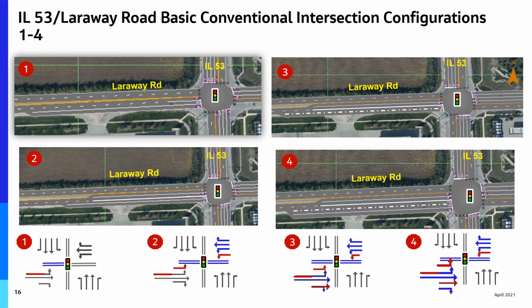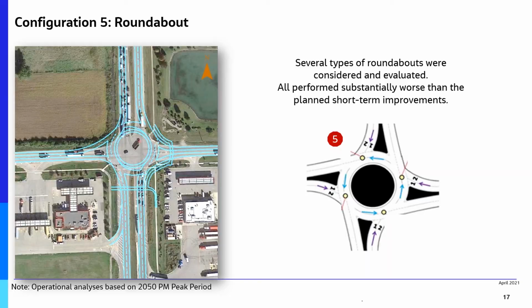In the westbound approach to Route 53, Laraway Road would have dual left turn lanes, a single through lane, and a dedicated right turn lane. There would be no improvements to Route 53. Roundabouts were also considered. However, all of the roundabout design options operated poorly due to the high truck volumes along both of these routes. In fact, the traffic operations performed substantially worse than the planned short-term improvements.